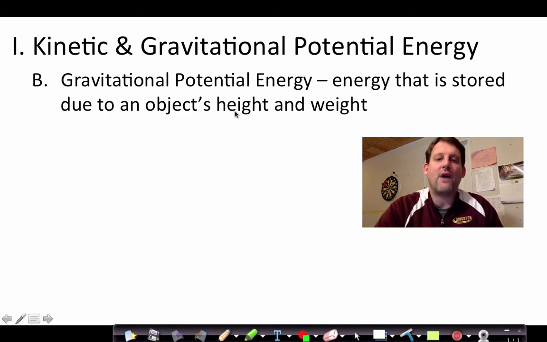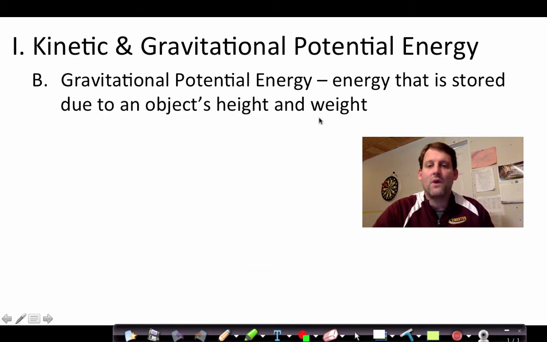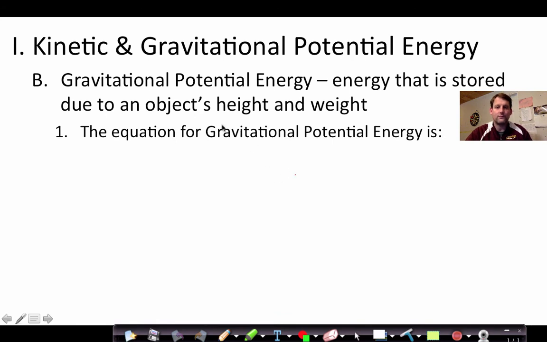Now let's talk quickly about gravitational potential energy. So energy that is stored due to an object's height and weight is what gravitational potential energy is. So the higher you are, the heavier you are, the more gravitational potential energy you have. The equation, of course, is PE is equal to mass times g, this is the gravitational acceleration, times h.